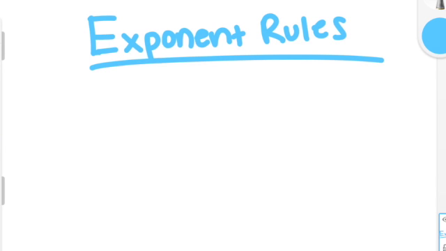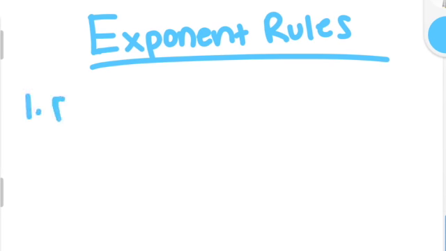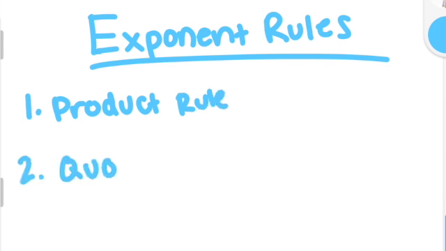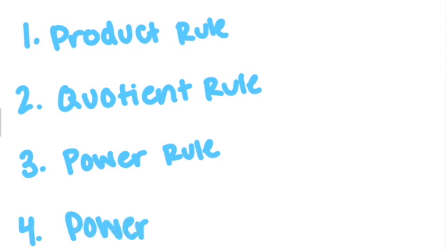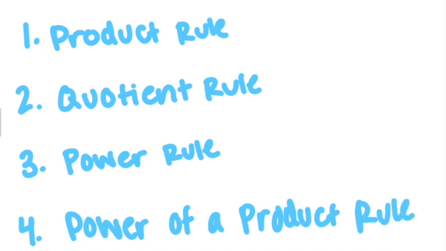Today we're going to be going over exponent rules. In this video, we'll be covering 4 out of the 8 rules. The first rule we're going to be going over is the product rule. The second one is the quotient rule. Third is the power rule. And fourth is the power of a product rule. We're going to go in depth on each of the 4 topics, so stay tuned.